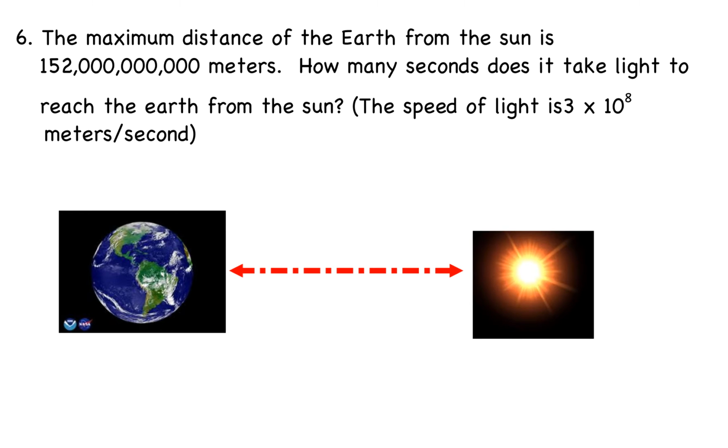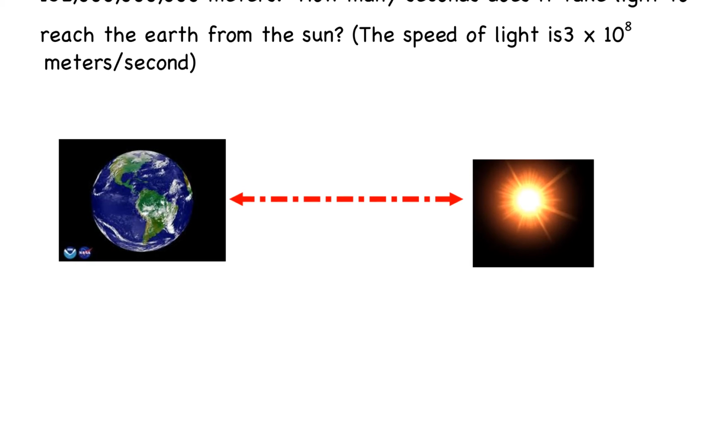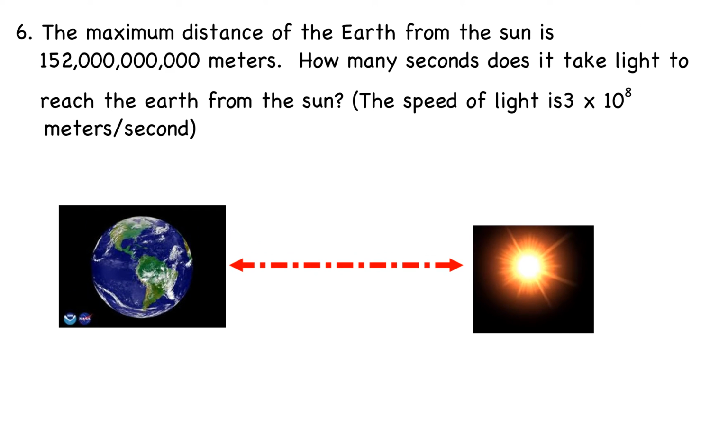For your last slide here, it says the maximum distance of the Earth from the Sun is a big number there, 152, what is that, a trillion maybe? And meters. How many seconds does it take light to reach the Earth from the Sun if the speed of light is 3 times 10 to the 8th? Well, you need a formula to do this. The formula that you should know is distance is rate times time, right? What are we looking for? It says how many seconds. We're looking for time as our unknown.